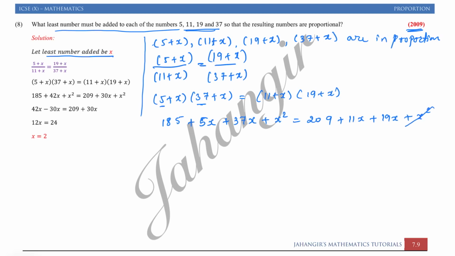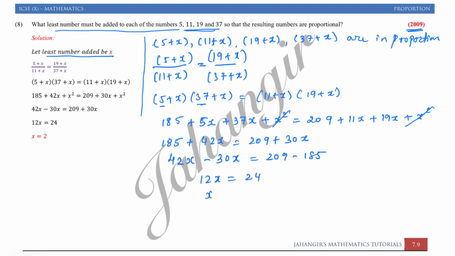So now you can cancel x square and x square. 185 plus 42x is equal to 209 plus 30x. So now bringing all like terms together, 42x minus 30x is equal to 209 minus 185. So this will give you 12x is equal to 24. So x is equal to 2.